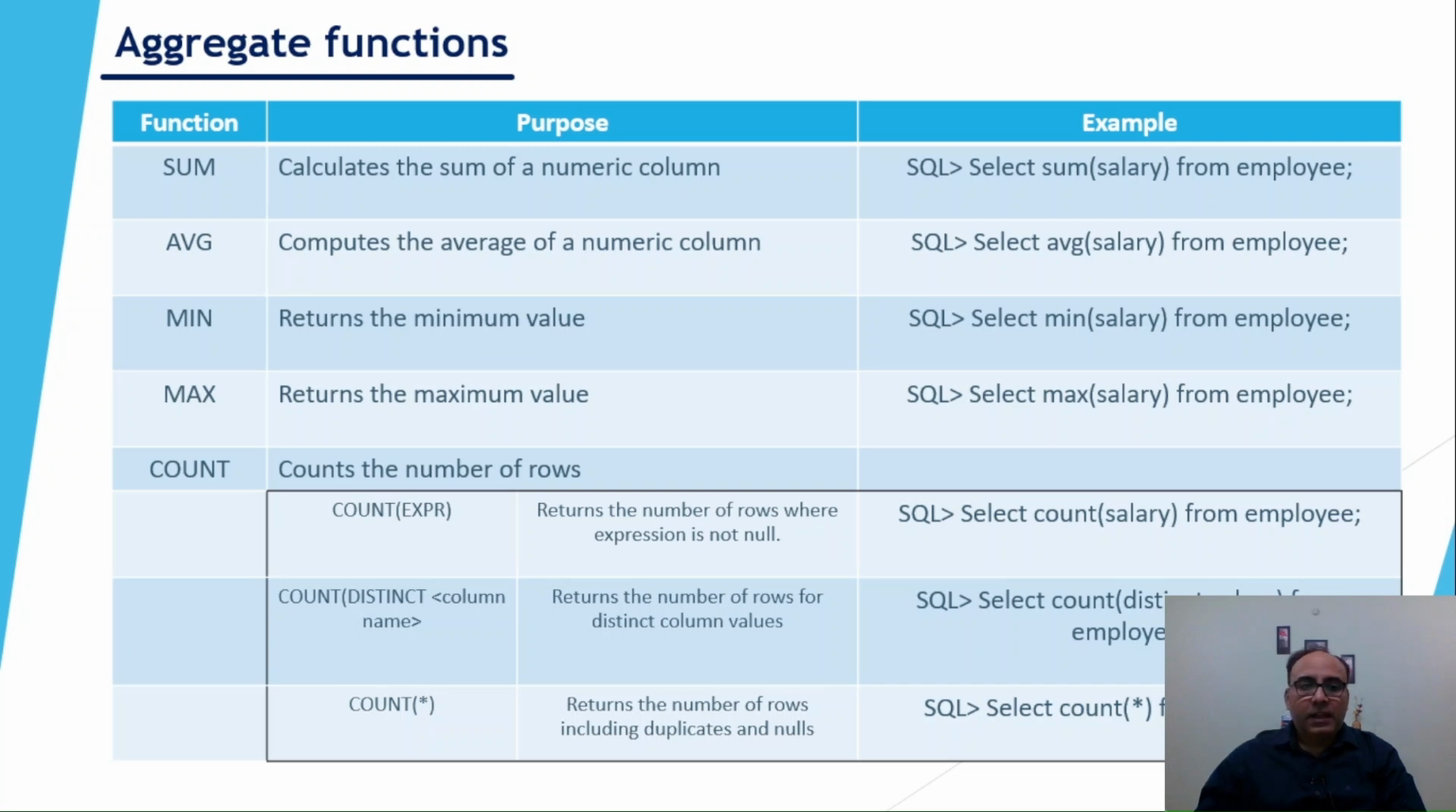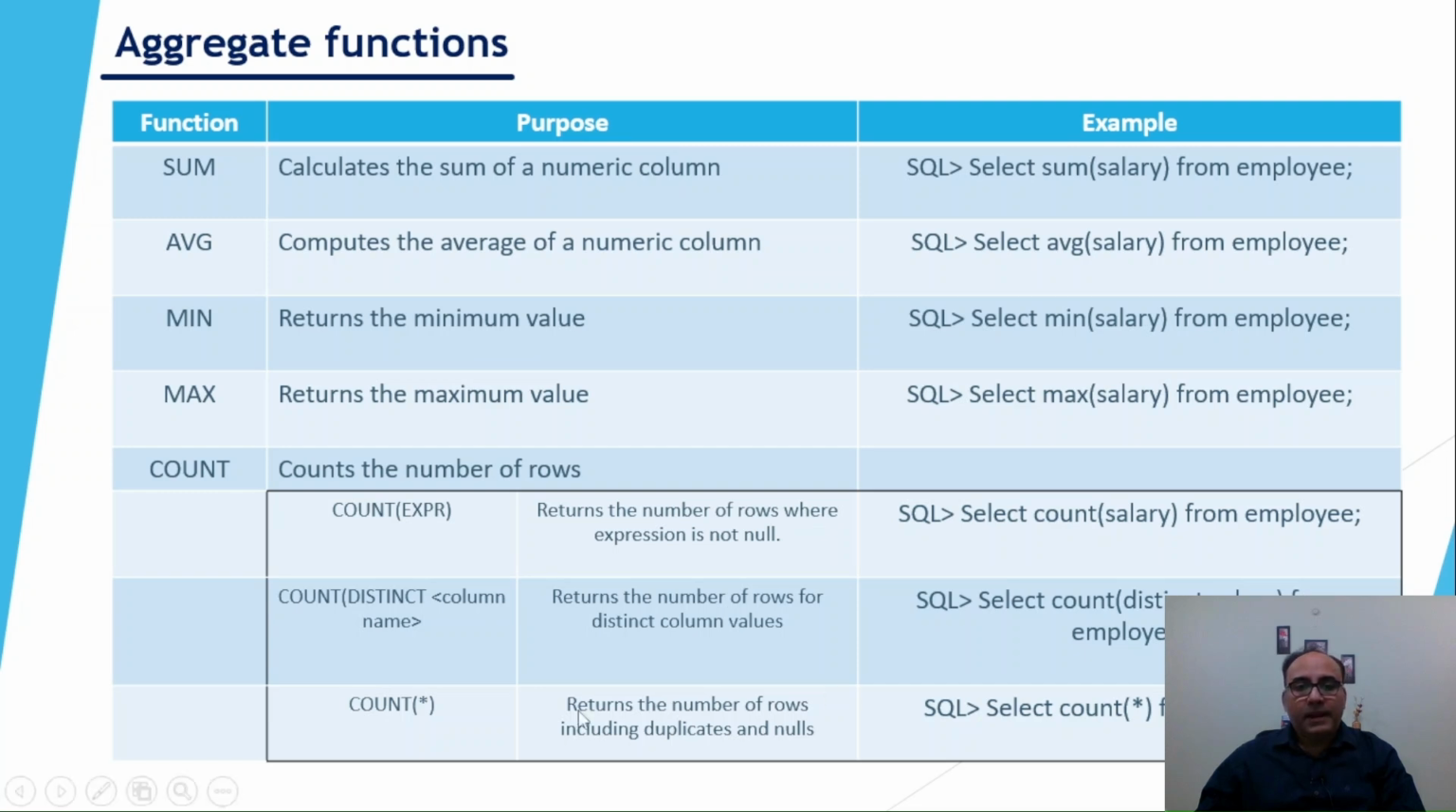Then we have another flavor, count(distinct column_name). This basically returns the number of rows for distinct column values. For example, select count(distinct salary) from employee. So this will count the total number of rows from the table where salary is distinct or different.